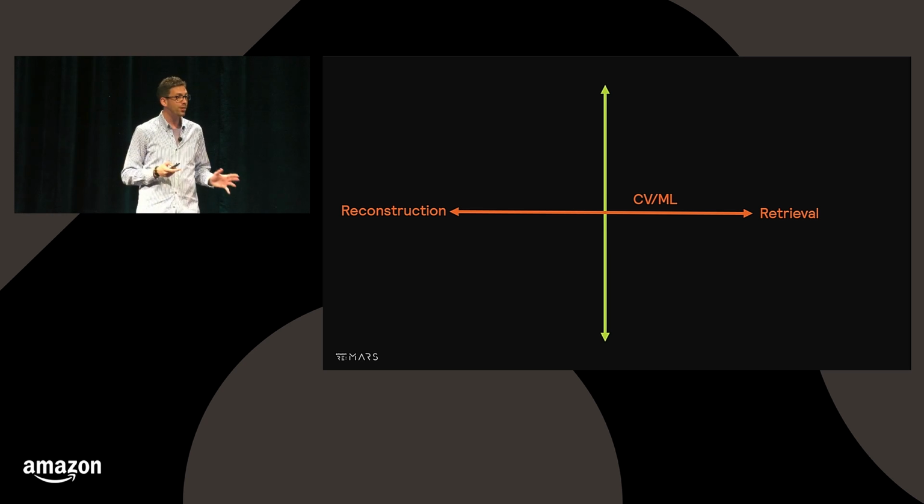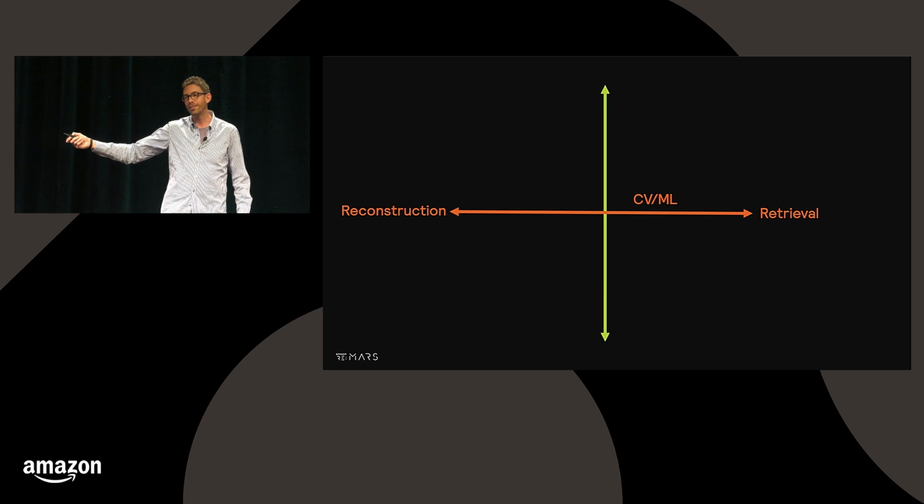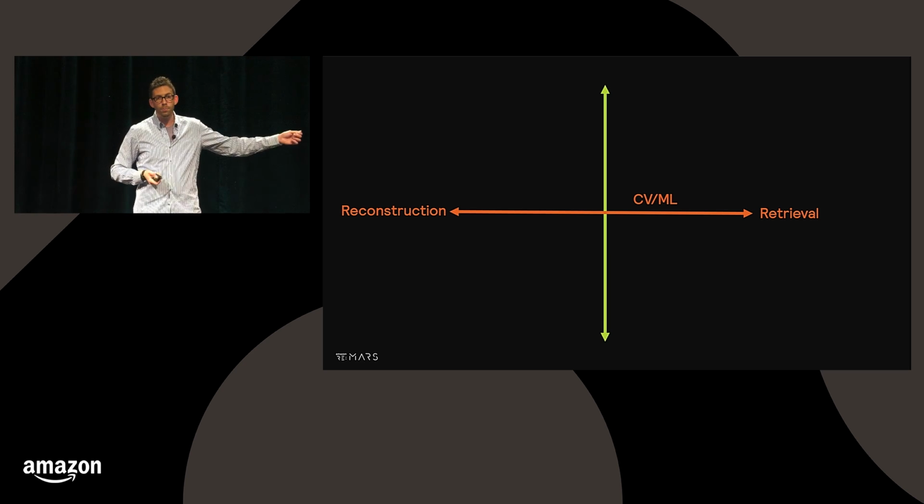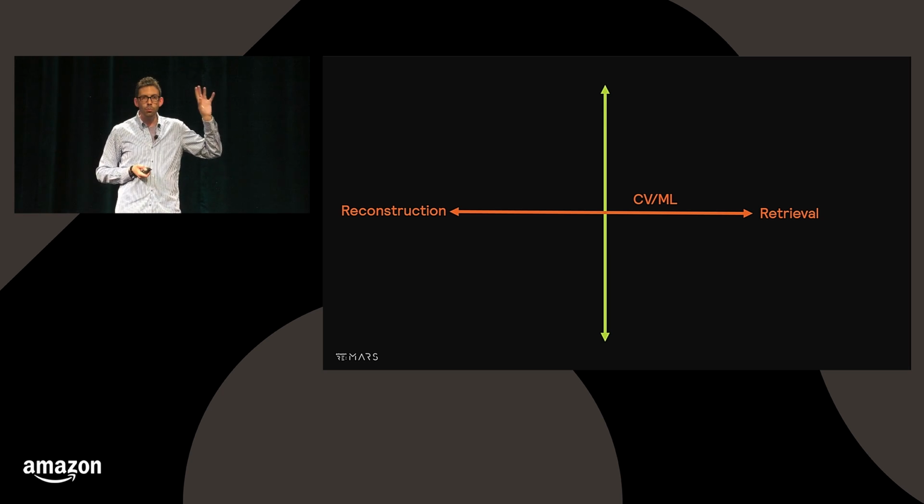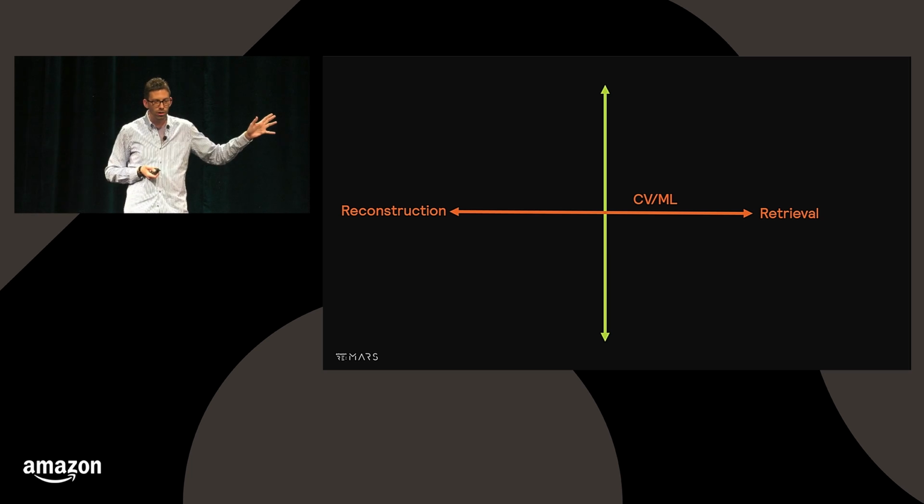But if we have seen something exactly before, why wouldn't we want to use it exactly as it is? And on the flip side, if we know we've never seen something before, then why wouldn't we just reconstruct it from scratch? Because nothing else is really going to help us with that. So we need to be thinking along these lines.